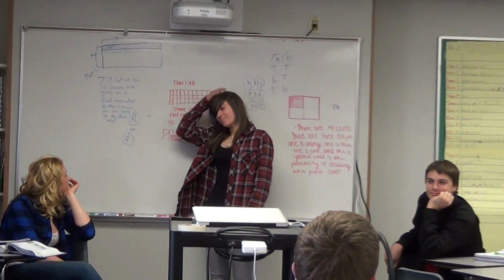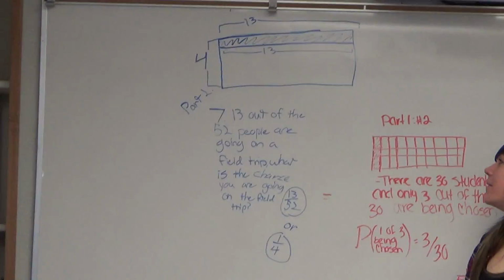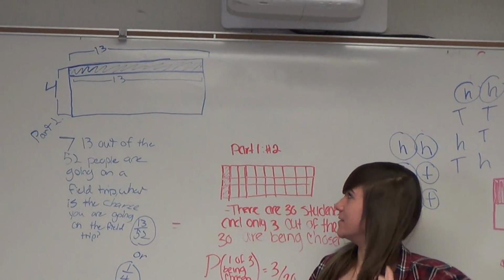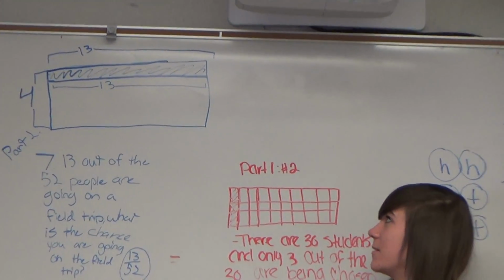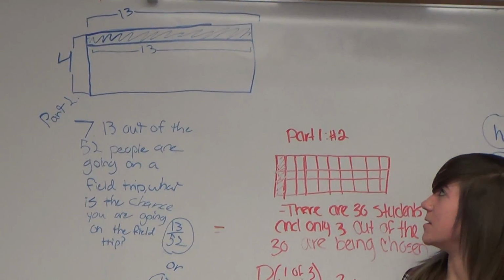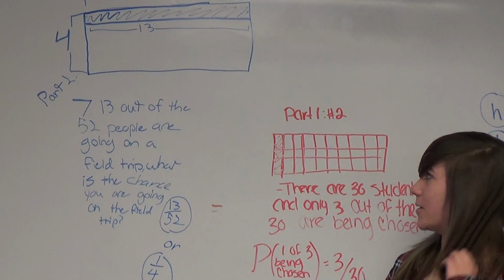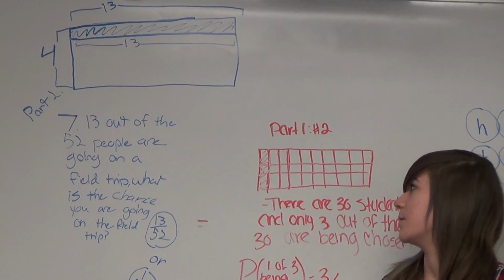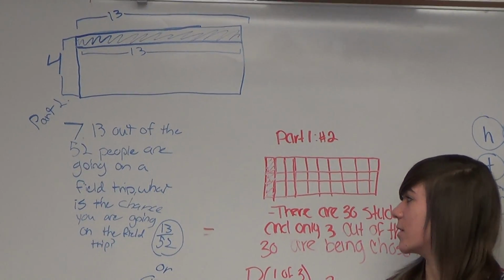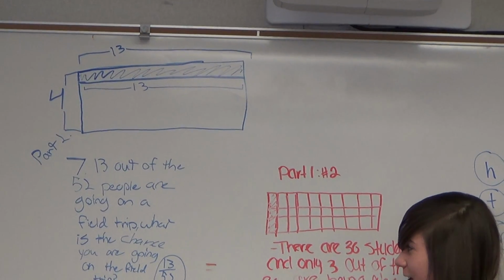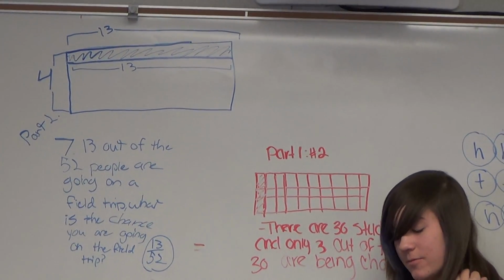Okay, so we did number 7, and we found out the area of it was 52, and 13 blocks were shaded. So our situation was 13 out of 52 people are going on a field trip, and what is the chance you're going on a field trip? And we got 13 out of 52, or 1/4.